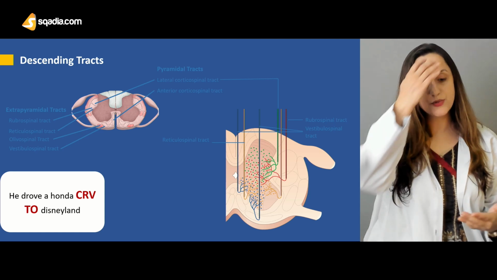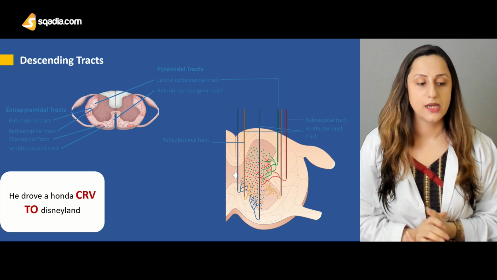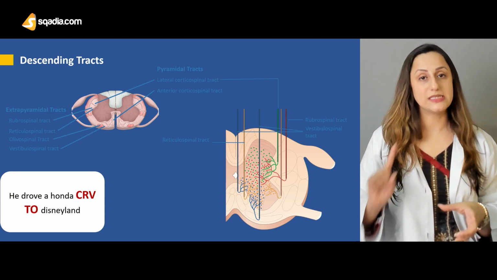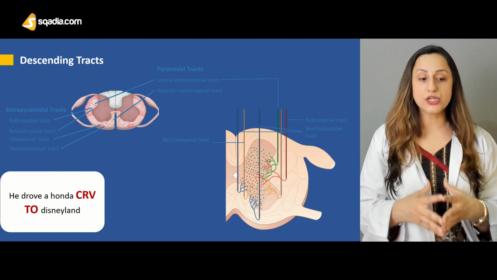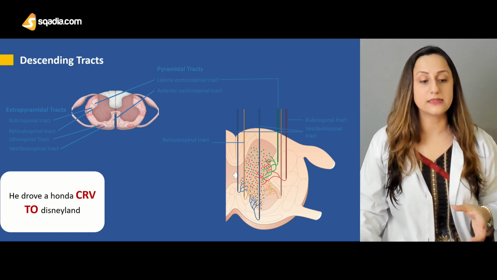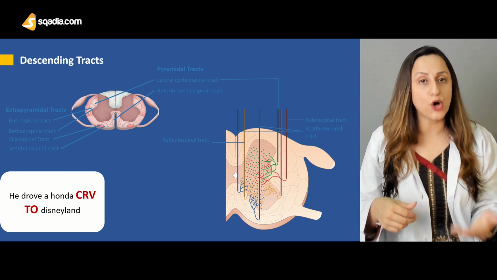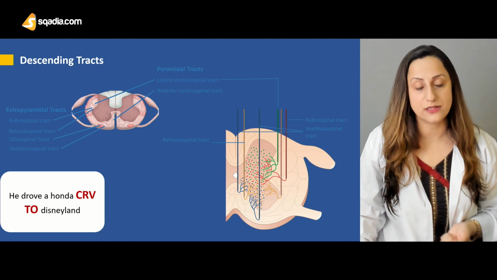Now, how are you going to remember this? There is a very interesting mnemonic that is going to help you out. It's: he drove a Honda CR-V to Disneyland. So over here, you can remember that we have the corticospinal tracts, and you have to remember at the same time that the corticospinal tracts are two tracts. We have an anterior corticospinal tract, and at the same time, we have a lateral corticospinal tract.